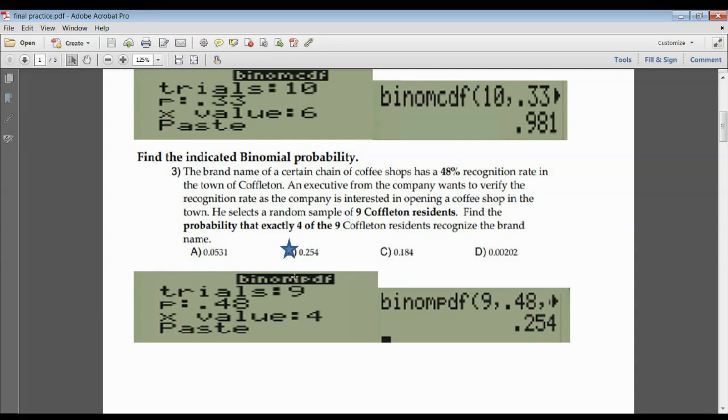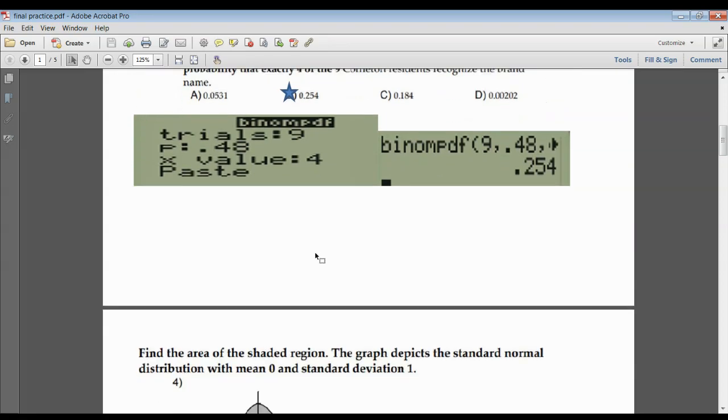It's a binomial PDF. You're asked to find exactly 2 or exactly 3, or in this case, exactly 4. It's a PDF, not a CDF. You're not cumulative. You're not adding a whole bunch. You're just finding the probability of exactly 4. PDF, 9 trials, probability of someone recognizing the coffee shop is 0.48, and you want exactly 4. Your X value is 4, and there it is, 0.254. Notice, spot on to the letter B.